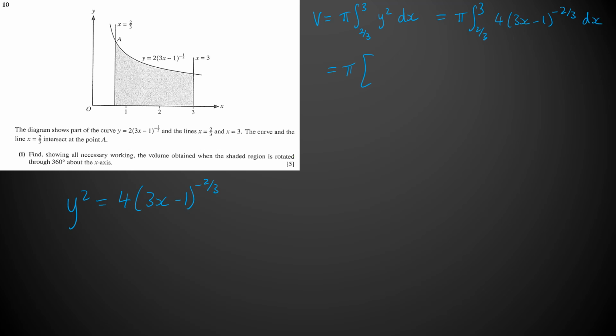Okay, so if we integrate that, we get 4, (3x minus 1) to the 1/3. So evaluating the limits, substituting them in, and we get the very nice solution at the end that it's equal to 4 pi.